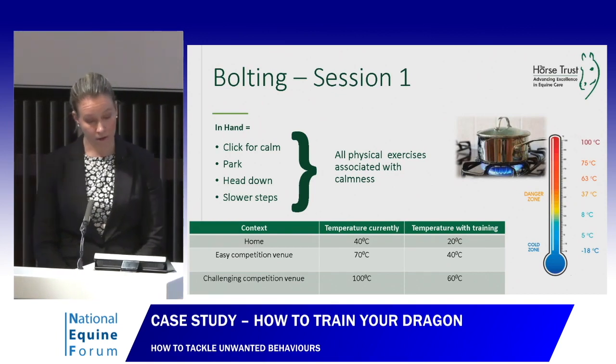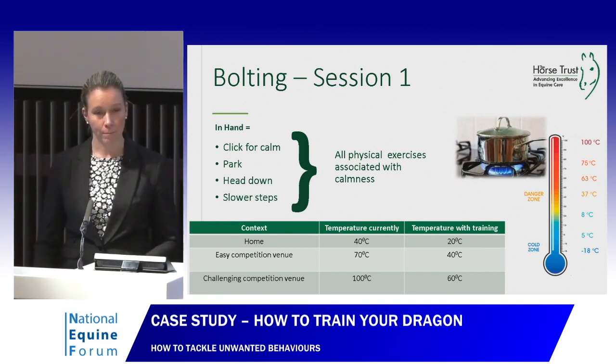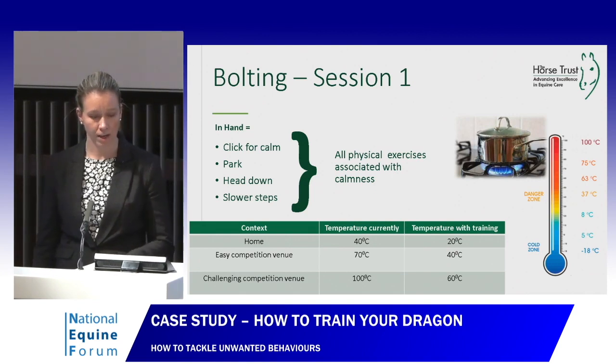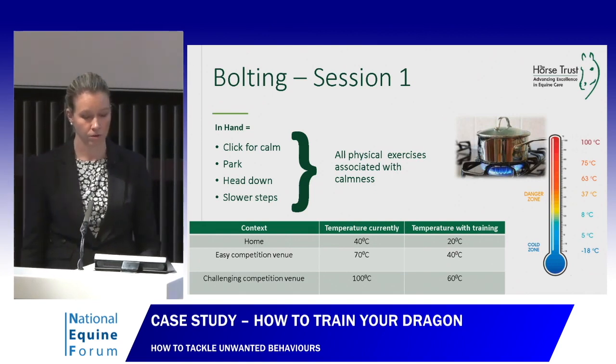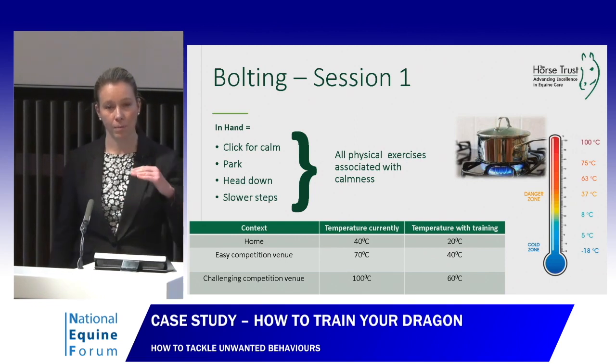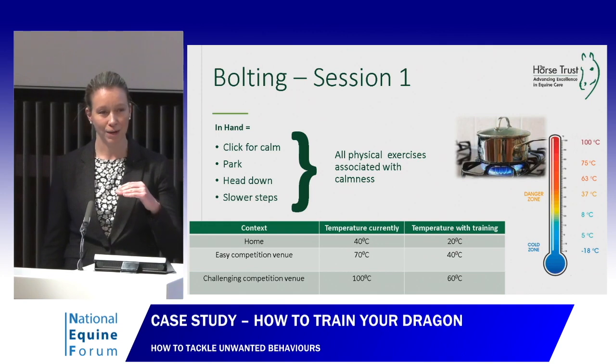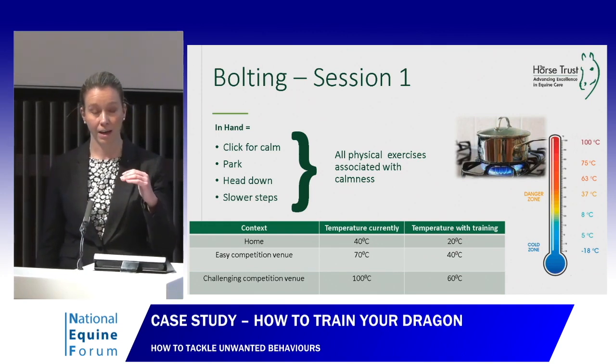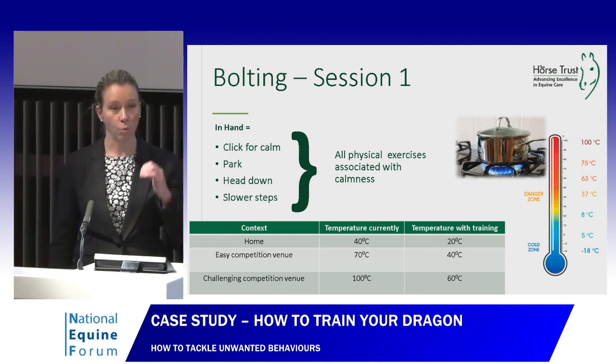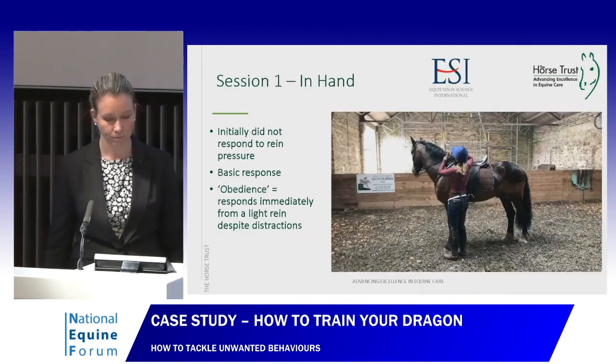First session, after we'd had a look at him for pain, we went back to the in-hand exercises we did for the stabling. They're all associated with calmness and we reinforced those. And we talked about him being like a pan of water, whereby we want to keep him at 15, 20 degrees in an easy environment, because it's always going to be elevated in a harder environment, and we want to stay way away from that pan boiling over.